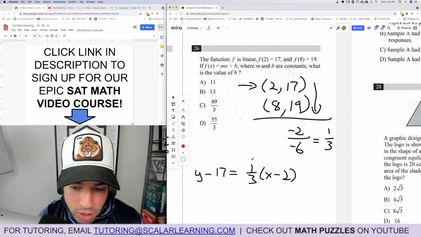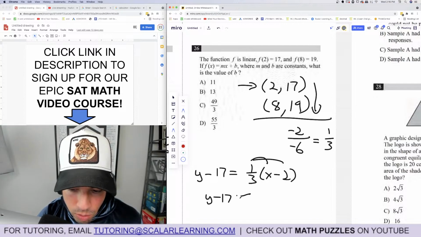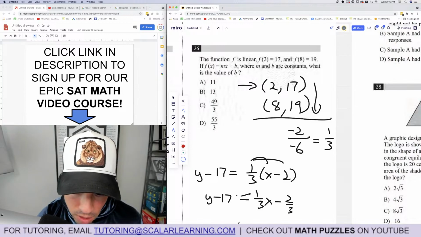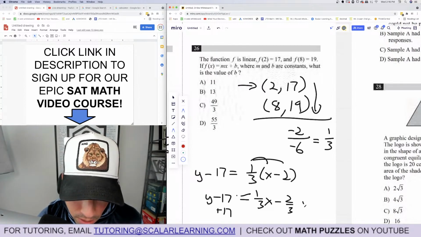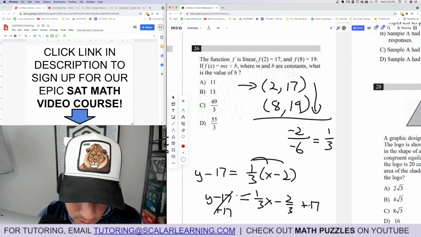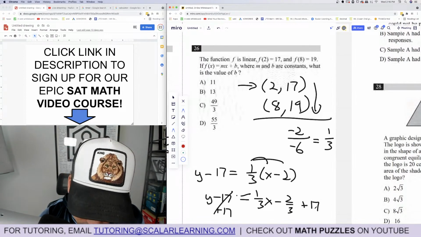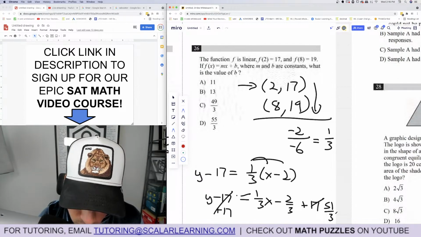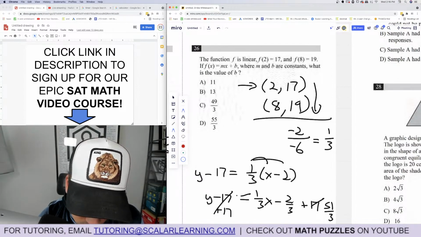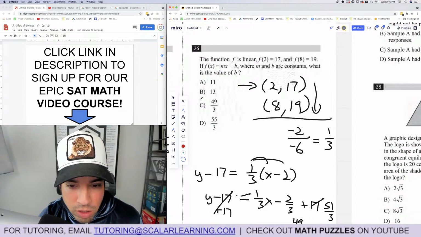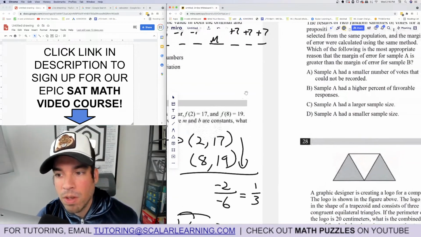And we want the y-intercept, so I have to keep refining it. Y minus 17 equals 1/3 x minus 2/3. And then I have to add 17 to both sides. So this will give me the y-intercept, 17 plus -2/3. I'm going to change that to 51/3, right? 3 times 17 is 51. So 51 plus -2/3 is 49/3. So that's the y-intercept. C is the winner. Done.